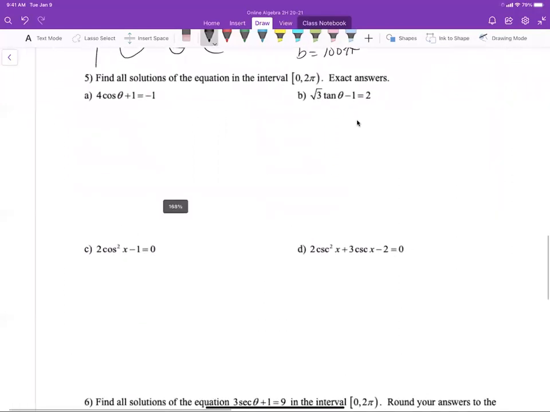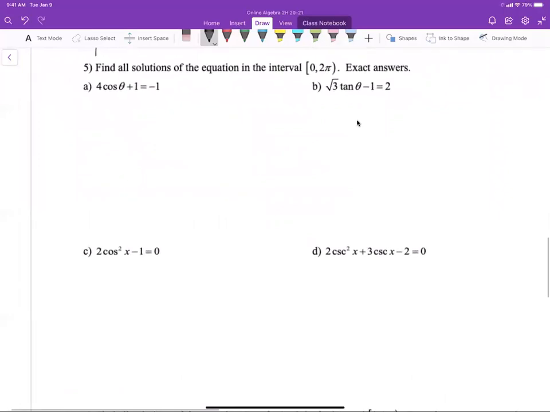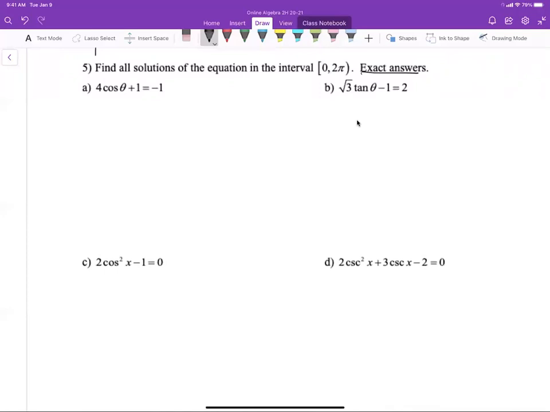All right, find all the solutions of the equations on the interval of 0 to 2 pi. We need exact answers, which means you're not going to use your calculator. So what we're going to do is isolate our trigonometric function. We will rearrange this equation. We'll get rid of the 1 on the left-hand side by subtracting 1 from both sides. That'll become 4 cosine theta is equal to -2. I'm now going to divide both sides by 4, and I will get -1/2.